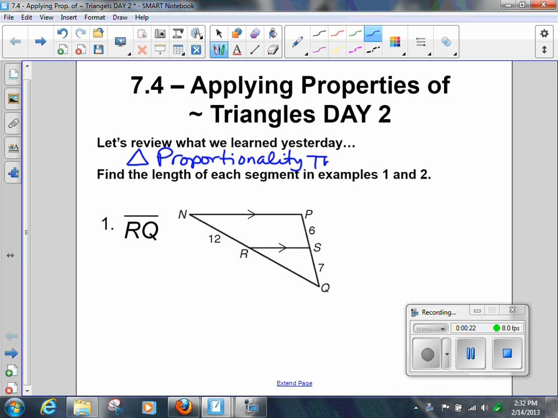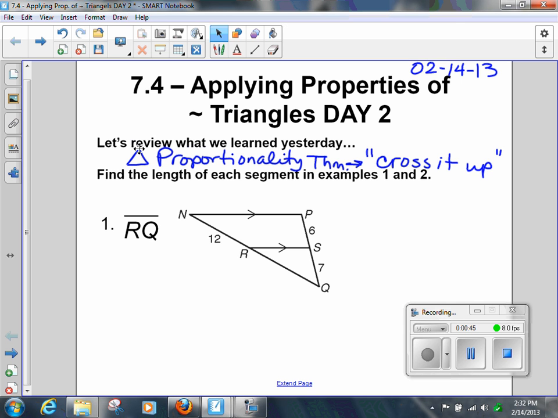proportionality theorem, which means we think cross it up, okay? Now, what are you going to do with this problem? What are you going to do? You're going to do the cross it up thing, right? It says you got to find RQ, which right there is your unknown. This is all we do. How are you going to set up your proportion?